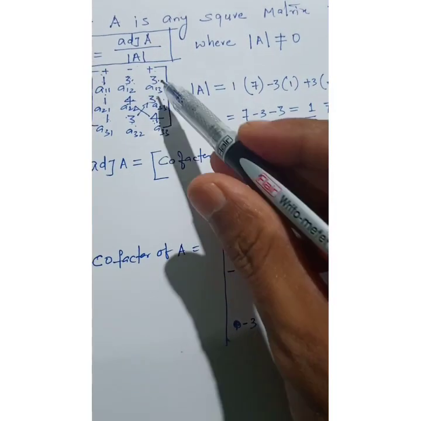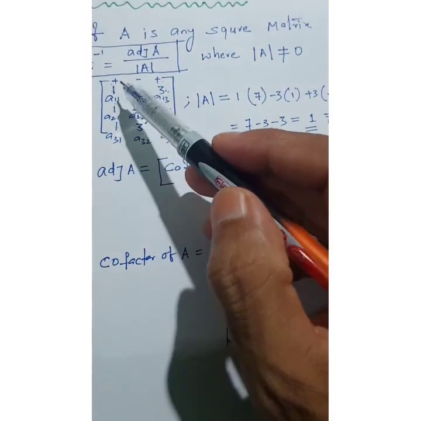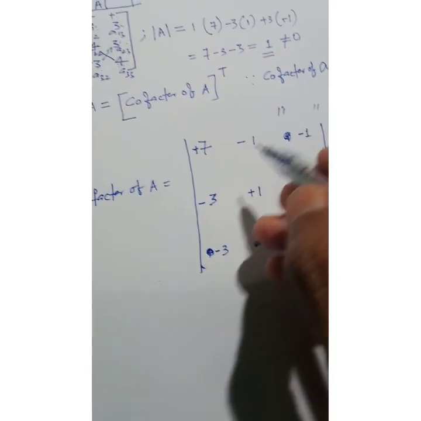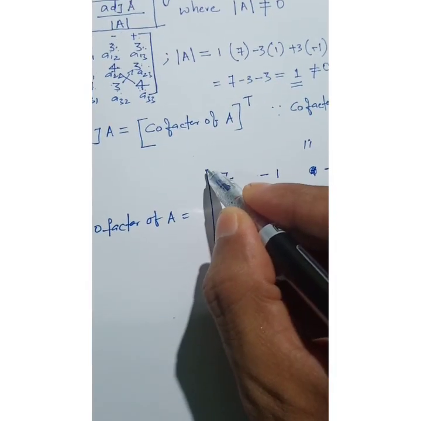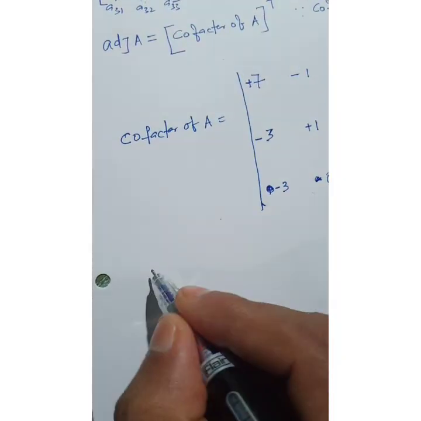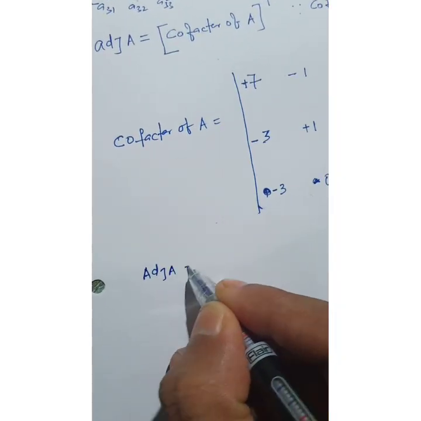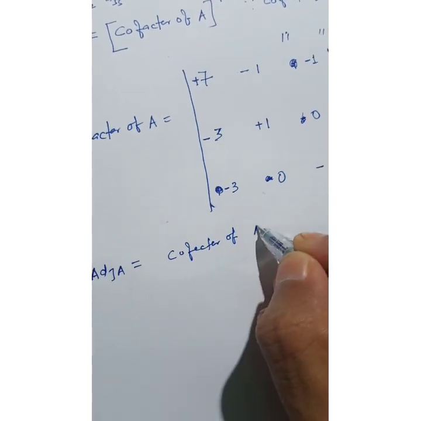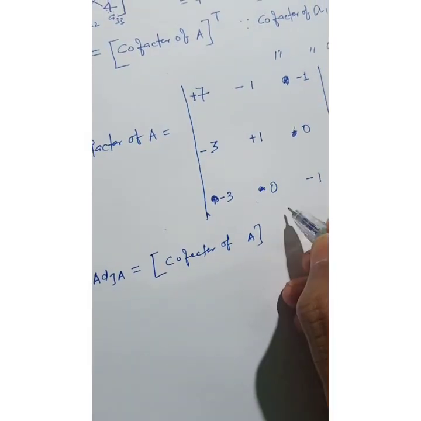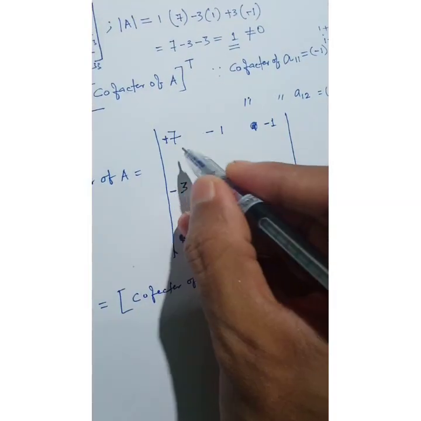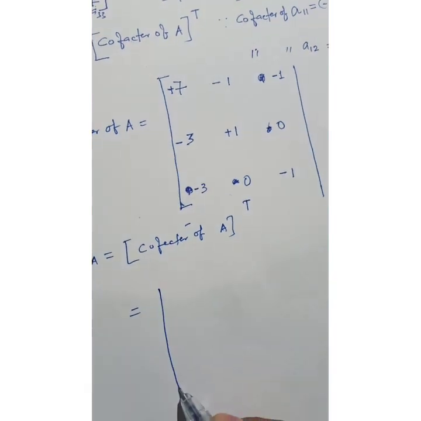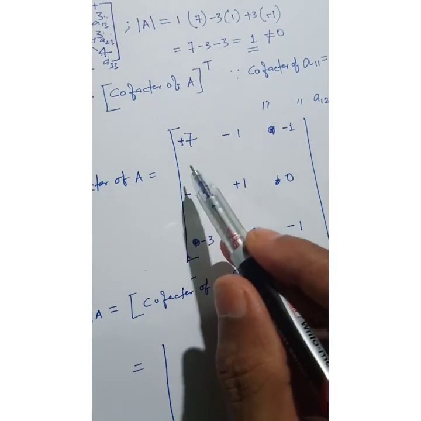Next, for this one, ignoring this column, this row, 4 minus 3, how much? 1. 4 minus 3 is 1, so it is minus 1. Now this is nothing but cofactor. So what is adjoint A? Adjoint A is equal to cofactor of A transpose. So we will do transpose of this, that gives you nothing but adjoint A directly. So transpose means what? Rows will become column and column will become row.